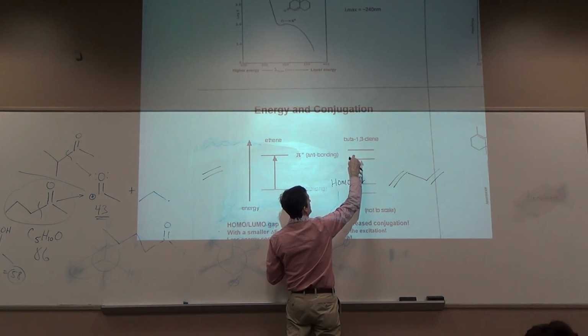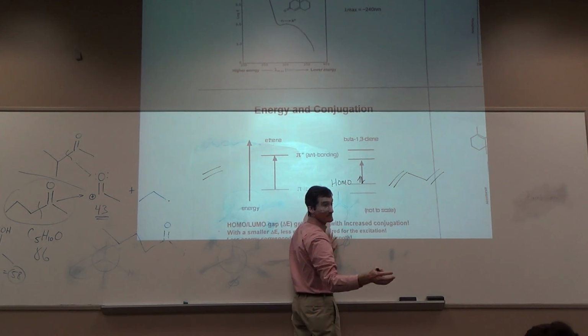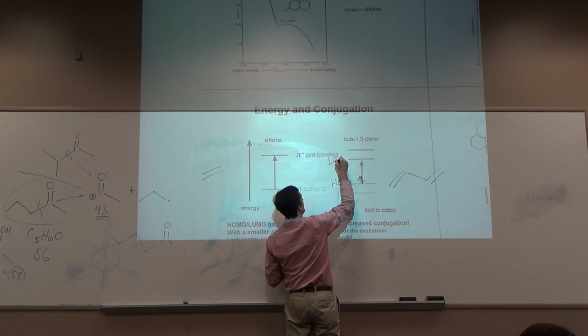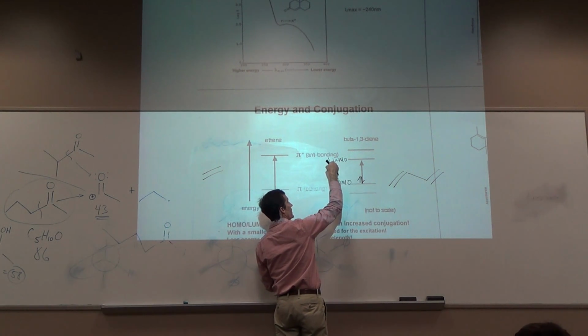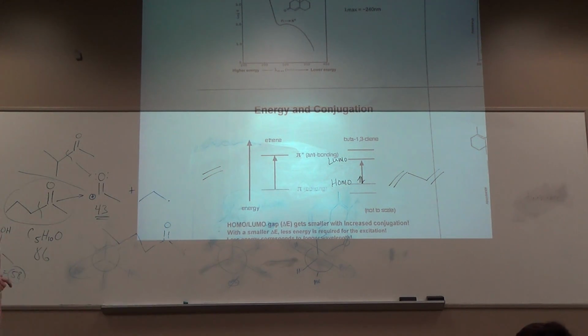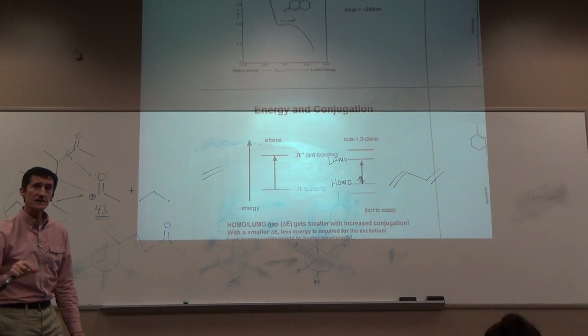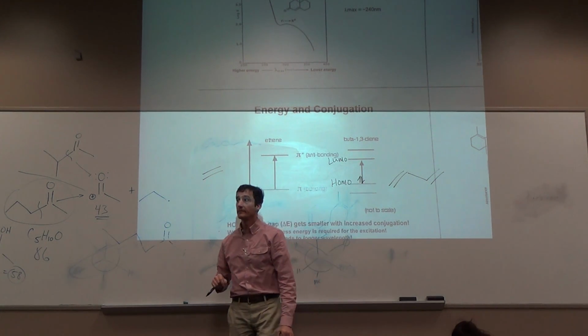Now this one is unoccupied. What do you want to call it? It's also the lowest one. Somebody knows it. LUMO. That's the highest occupied molecular orbital, and this is the lowest unoccupied molecular orbital. As your conjugation increases, the gap between your HOMO and LUMO decreases.